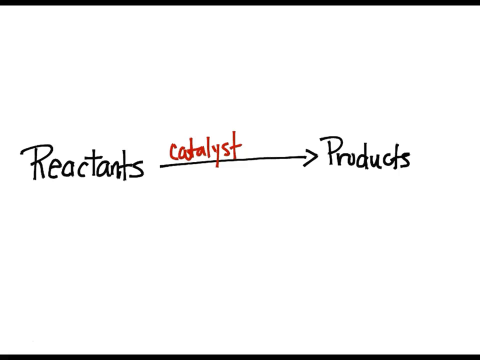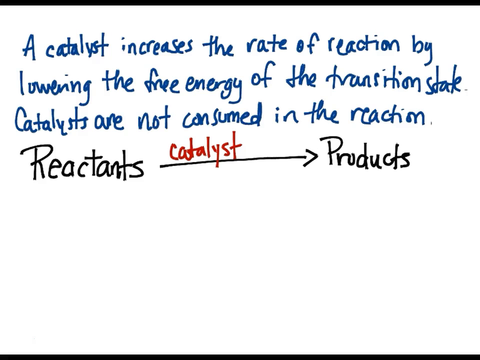So let's define a catalyst. A catalyst is a substance that increases the rate of the reaction by lowering the free energy of the transition state. It is not consumed in the reaction, which means it is not a reactant. So you don't draw it on the reactant side, because reactants are by definition converted into product. And so reactants go away and products are formed. Catalysts are neither created nor formed during the reaction. They are not consumed. So they're present at the beginning and they're also present at the end.